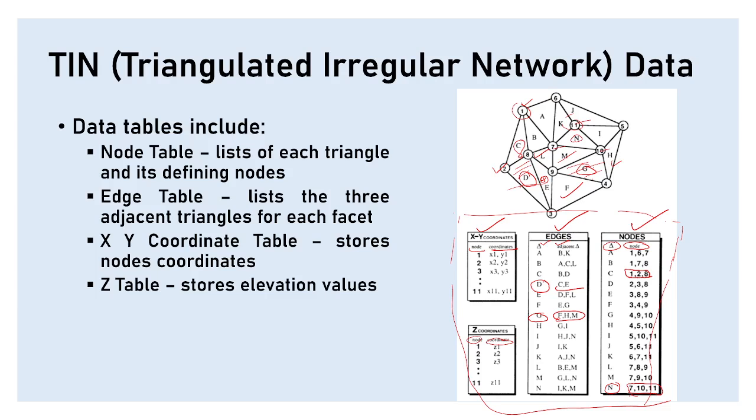If you remember, in vector data also we had discussed a similar table, right? Each of the faces, polygons, lines and all those things we had discussed. So similarly for TIN data also we have such information.